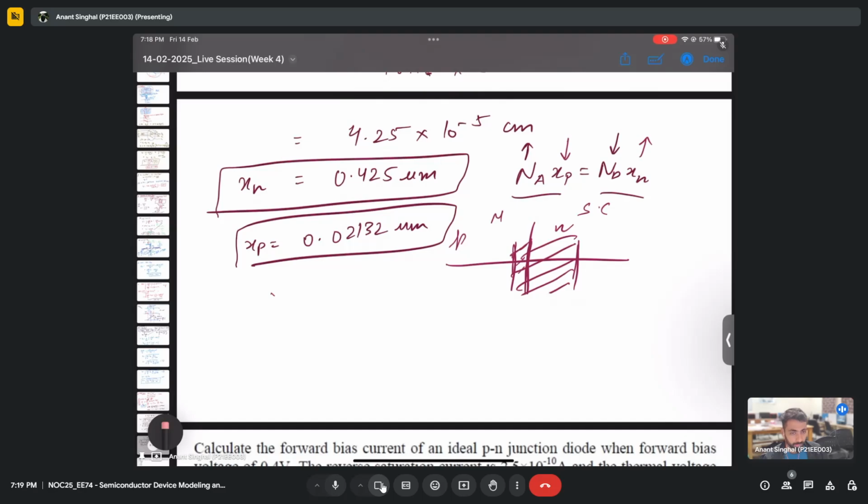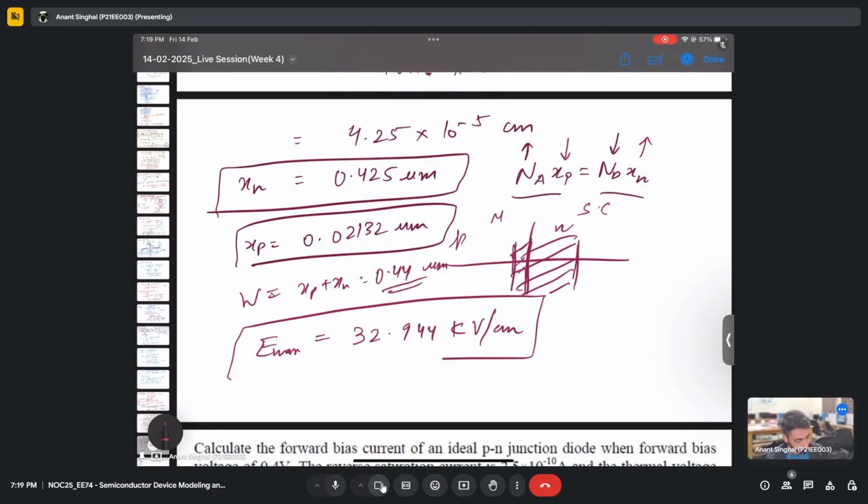Everyone, is it clear? And W you can write XP plus XN. So these two sum out, so it will come out to be 0.44 something micrometer. And Emax you can again calculate using that formula Q N D XN by epsilon I or Q N XP by epsilon I. You can do it at your homes, it will come out to be this.